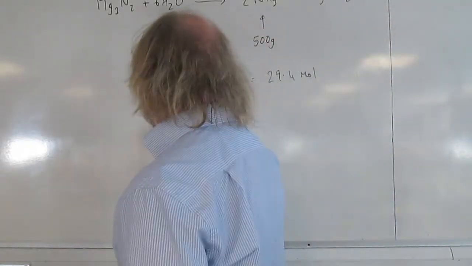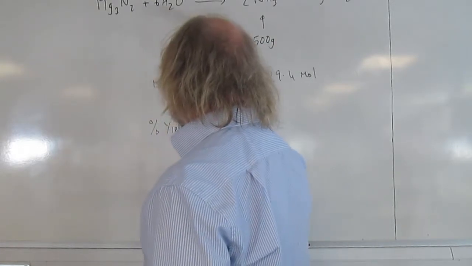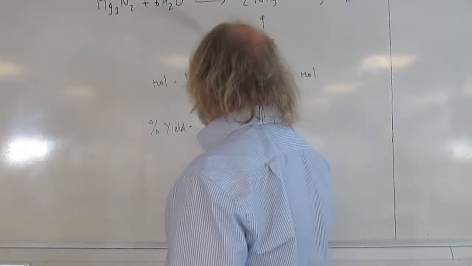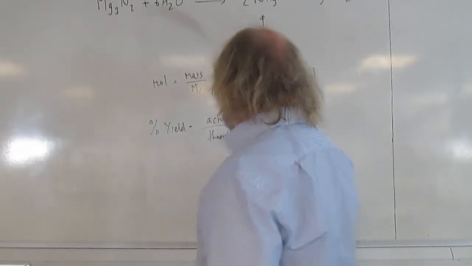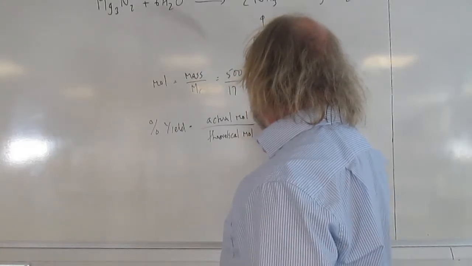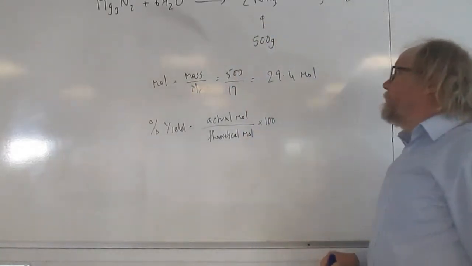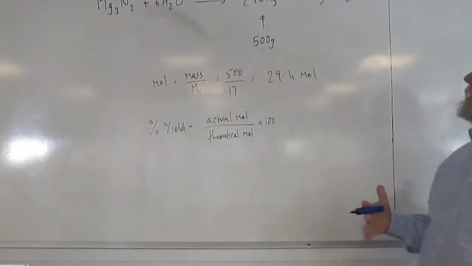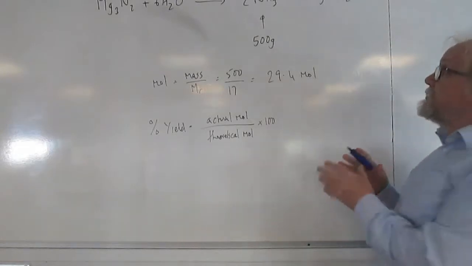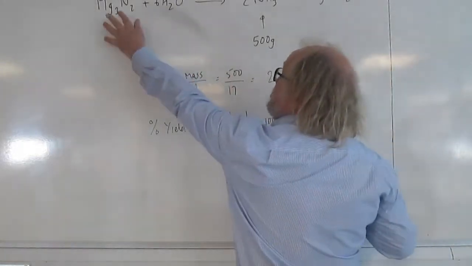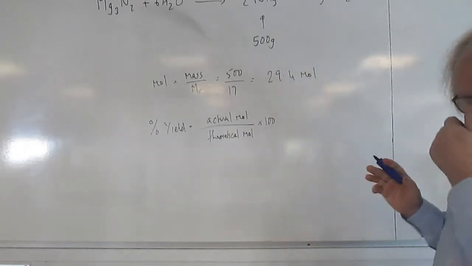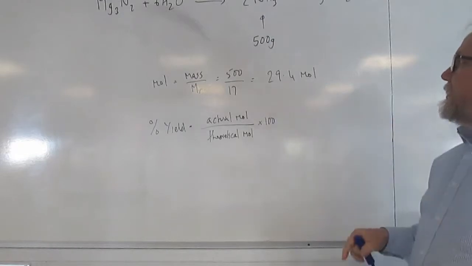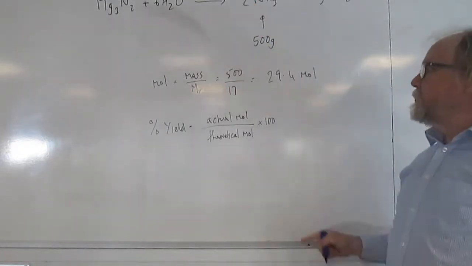So remember, the definition of percentage yield is the actual moles you get divided by the theoretical moles that you should have got if the reaction had gone perfectly, times 100. And we're saying that the actual moles we got is 29.4. What we need to get is the theoretical moles, because the theoretical moles is going to be related to the moles of magnesium nitride, which is what we want. Okay, so the next job is to realise that that is 94%, because it's a 94% yield.